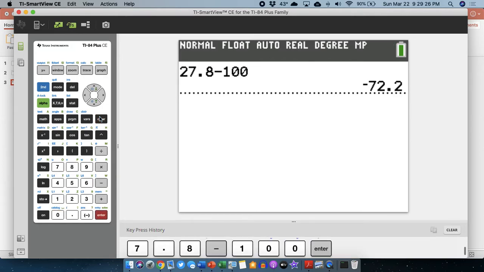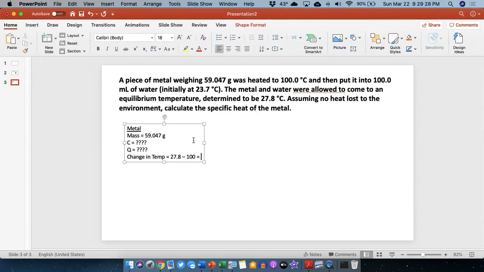Yes, I know you've already done that in your head, but it's 72.2, and that's a negative. Keep that negative. That's important. Okay? Now, I think that's all I've got about the metal. Let's try about the water.